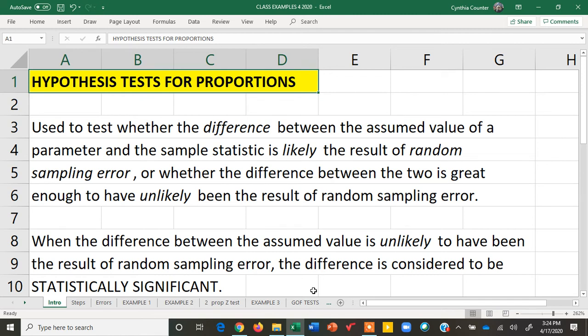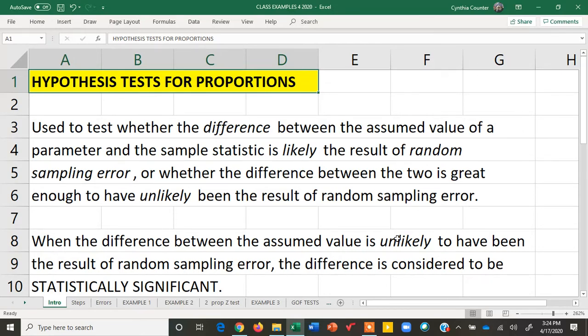In this video, we are going to discuss hypothesis tests for proportions. Specifically, we're going to focus on a test for one proportion. So what are we testing for? Well, a hypothesis test is used to test whether the difference between the assumed value of a parameter and the sample statistic is likely the result of random sampling error, or whether the difference between the two is great enough to have unlikely been the result of random sampling error.